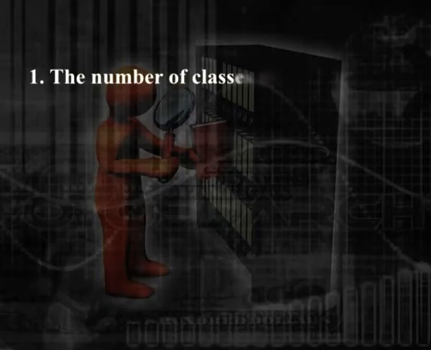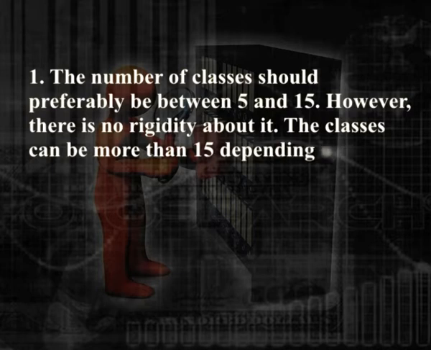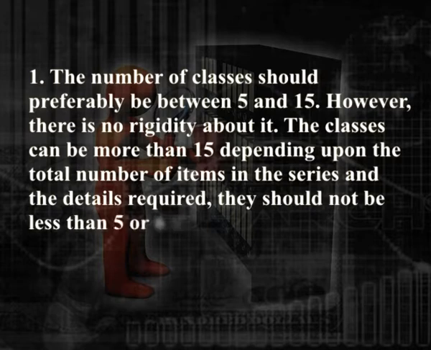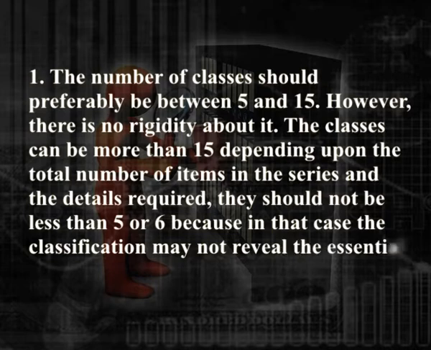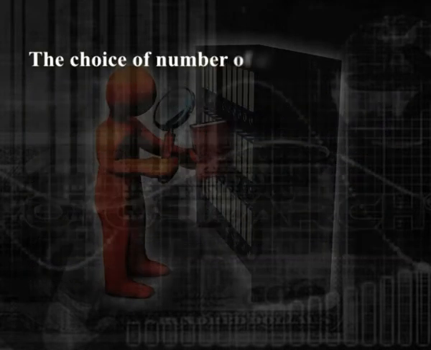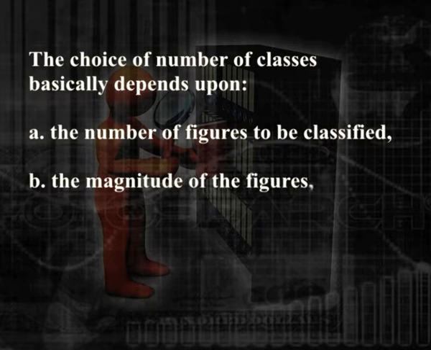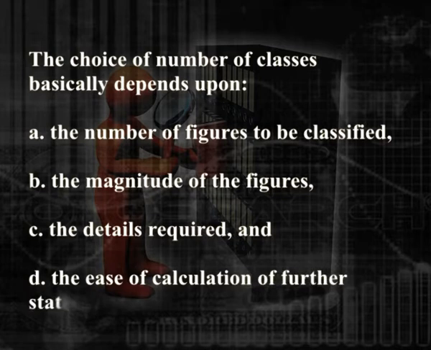The first one: the number of classes should preferably be between 5 and 15. However, there is no rigidity about it. The classes can be more than 15 depending upon the total number of items in the series and the details required, but they should not be less than 5 or 6, because in that case the classification may not reveal the essential characteristics. The choice of the number of classes basically depends upon the number of figures to be classified, the magnitude of the figures, the details required, and the ease of calculation of further statistical work.